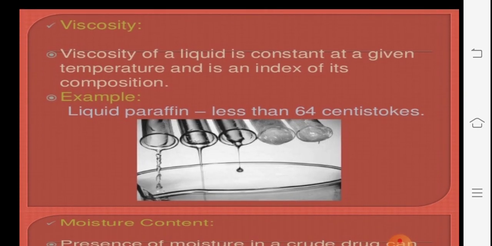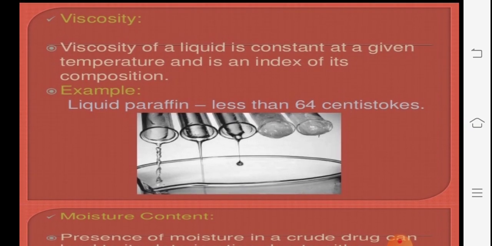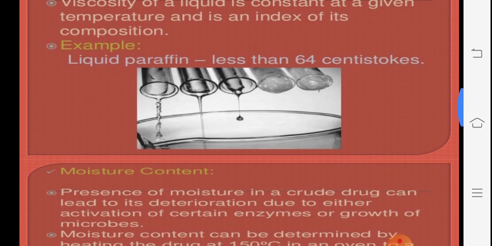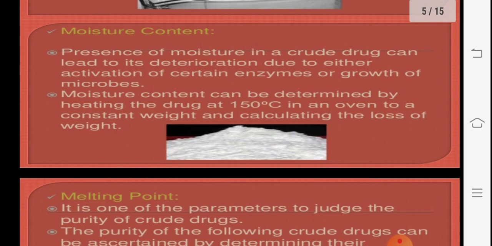Then viscosity. We know viscosity, suppose our home edible oil, if we have kept it open, without the lid on the pot, what happens is it becomes semi solid, so it is called viscous, because it gets oxidized. So viscosity is checked. Liquid paraffin generally shows less than 64 centistokes, right? Liquid paraffin is added into certain materials. Then moisture content is important, so any crude drug generally has standard values.